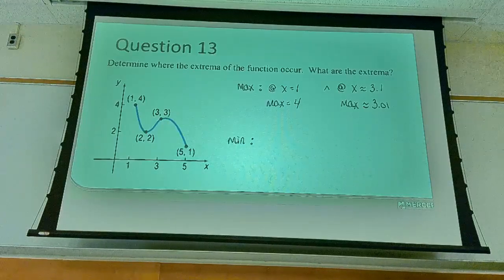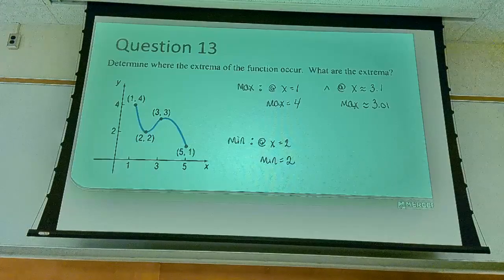The minimum occurs at x equals 2, with a minimum of 2, and at x equals 5 with a minimum of 1.